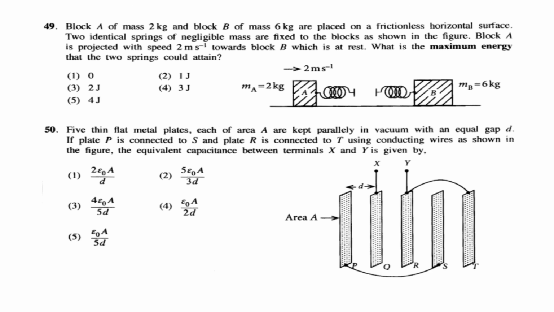When you look at the diagram, before that, we mark these capacitors from 1 to 4. The first capacitor is made up of P and Q plates. Second one is made up of Q and R. Then third one is made up of R and S. Then fourth one is made up of S and T.